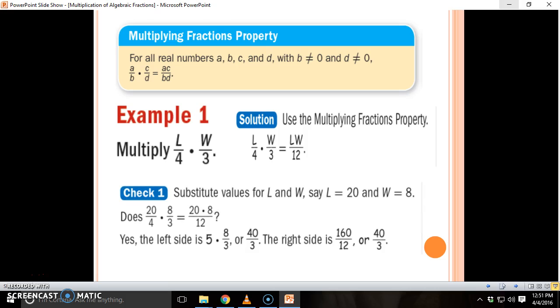You can always check these by substituting values for L and W. Let's say L is 20 and W is 8. So 20 over 4 times 8 over 3. That, of course, equals the same thing. 40 over 3 equals 40 over 3.